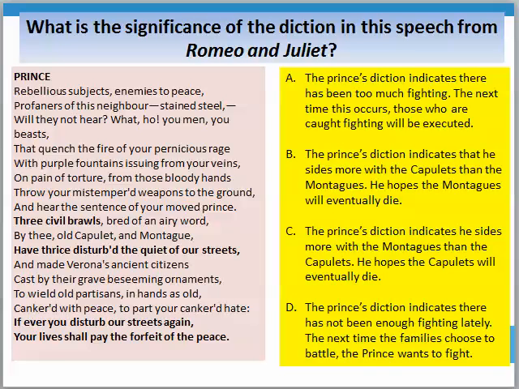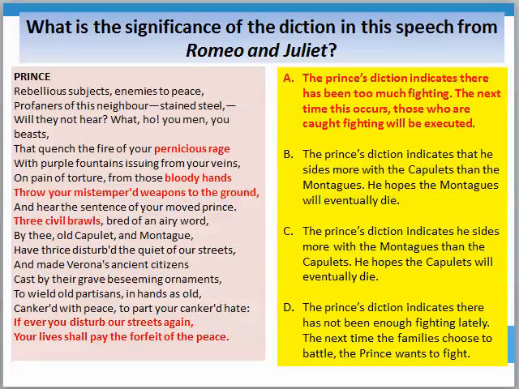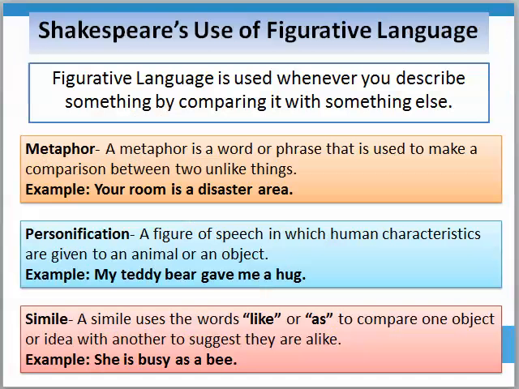So let's look at our question. What is the significance of the diction in this speech from Romeo and Juliet? So take your guess. You can pause the video. So our answer is A. The prince's diction indicates there has been too much fighting. And if we look at the text, we can see our diction is highlighted in red, where we can see the significance of the words that he used.